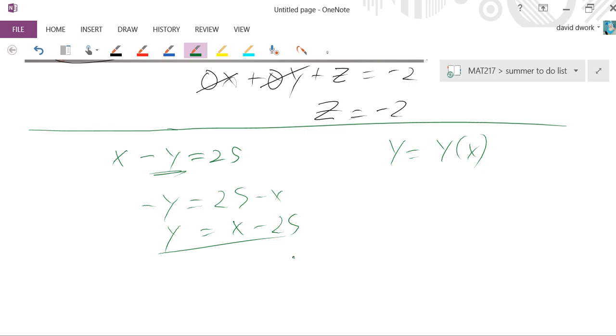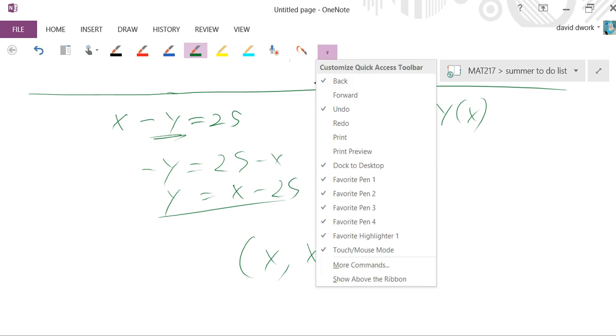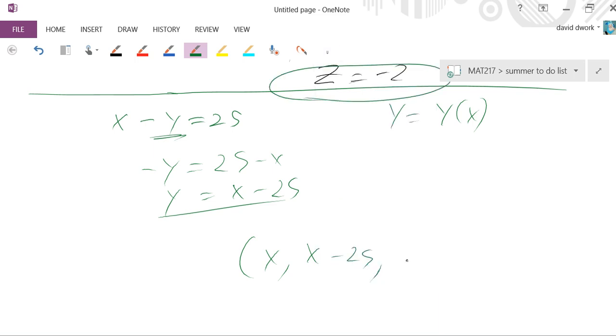You give me an x, any x, it doesn't matter what it is, and I'll tell you what the y needs to be. So our overall answer now would be written, the ordered triplet would be, you pick an x, any x you want, and I'll tell you the y. The y has to be whatever x is minus 25. Okay, and then for our z value, we found that out from doing the second equation. That was -2. So therefore, our answer is x, comma x minus 25, comma -2.